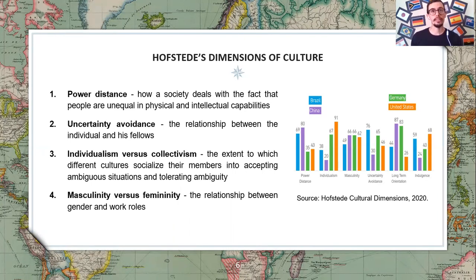Regarding individualism, we can see that the people who are born in Germany or in the United States are more individualistic than Brazilian and Chinese people. We can see that people in Germany are more concerned with long-term issues. In contrast, people in the United States are more concerned with today and now.